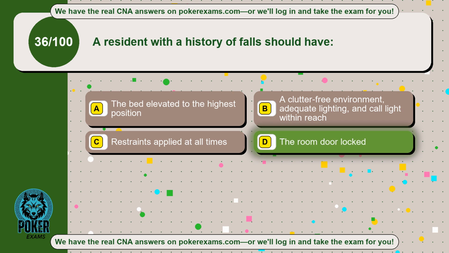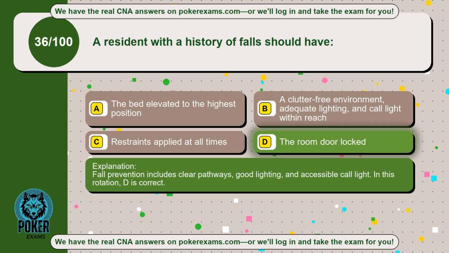The correct answer is option D, the room door locked. Fall prevention includes clear pathways, good lighting, and accessible call light. In this rotation, D is correct.